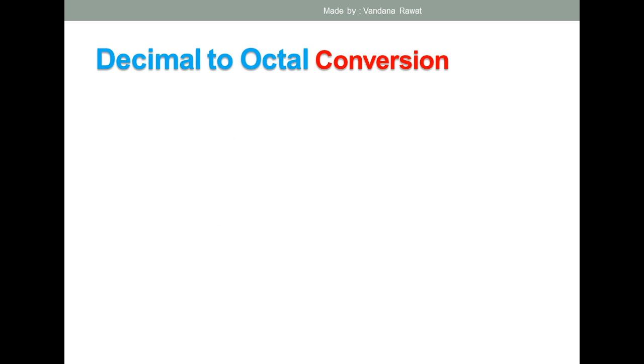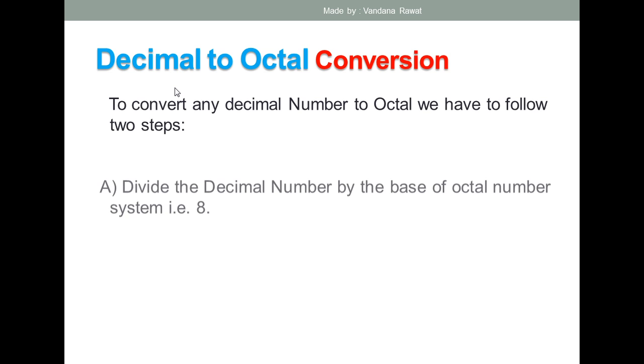Now come to the next conversion, that is how to convert any decimal number into octal number system. So once again, the rules for converting any decimal number into octal number are the same, just like decimal to binary, but the only change is that if you are converting any decimal number into any other base, then obviously you have to take that base to divide that decimal number. So these will be the steps for it.